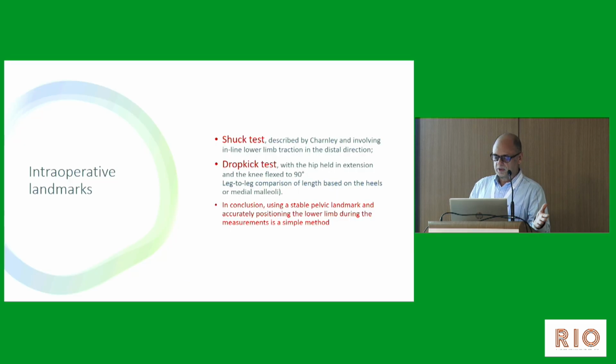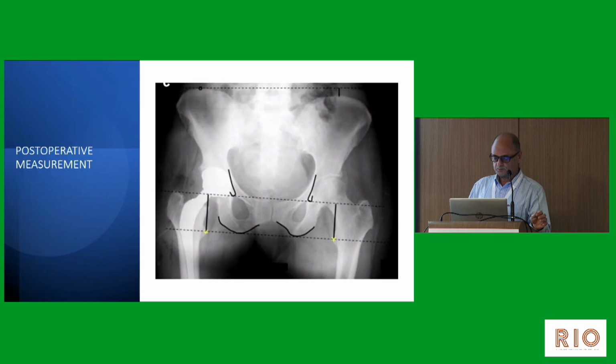So shuck test, drop kick test, whatever, these can be considered. You should all go through these motions and see them, because in conclusion, a stable pelvic landmark is very important during the measurements. So post-operative measurements, as I told you, if you're doing the other hip, you need to be very sure next time, because the first time you can be forgiven for lengthening or shortening, but the second time you have to be really equal, because then they start noticing it.